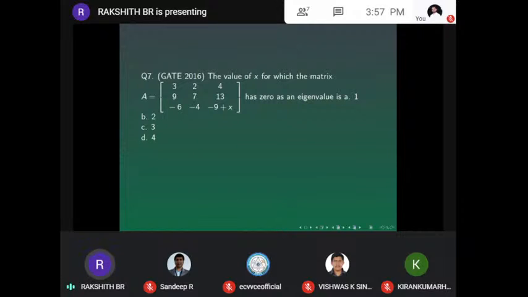Now observe the first row and the last row. Don't you think the last row is a multiple of the first row? You can choose x in such a way that the last row is a multiple of the first row. For example, if I multiply the first row by minus 2, I get minus 6, the second entry is minus 4, and the third entry, if I get minus 8, then I am done. So your x should be such that minus 9 plus x should be equal to minus 2. Therefore, what's your x?